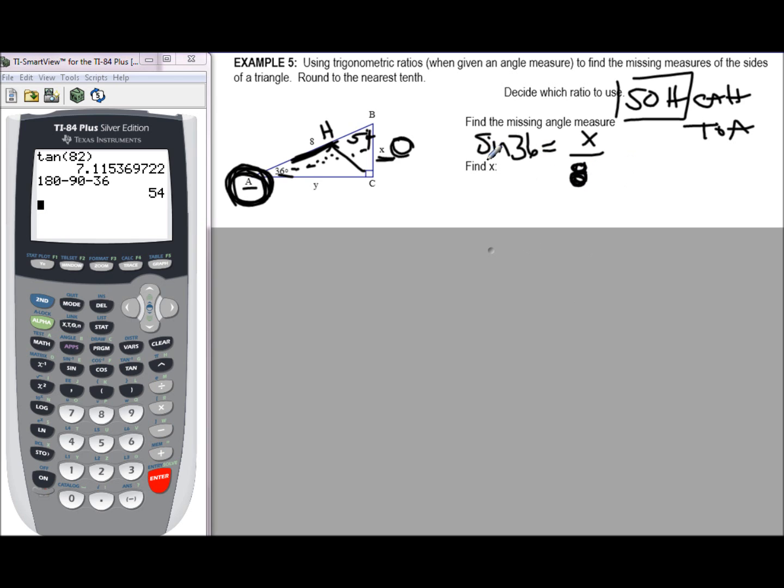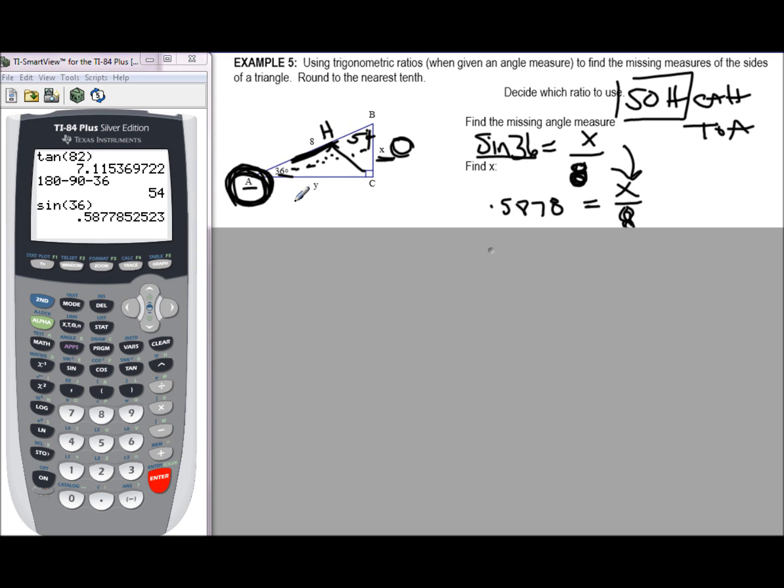Okay, so now we want to figure out what the sine of 36 is. Sine of 36 is equal to 0.587, and I'll round up to 8. And that equals x over 8. Okay, our job here is to find x, the missing side here.